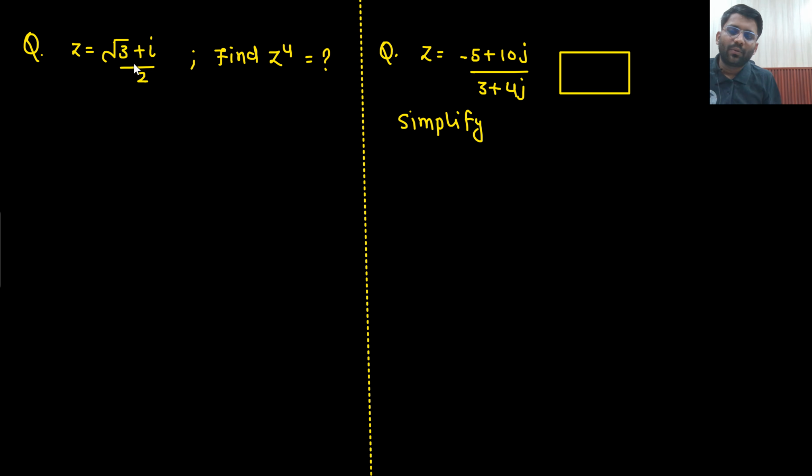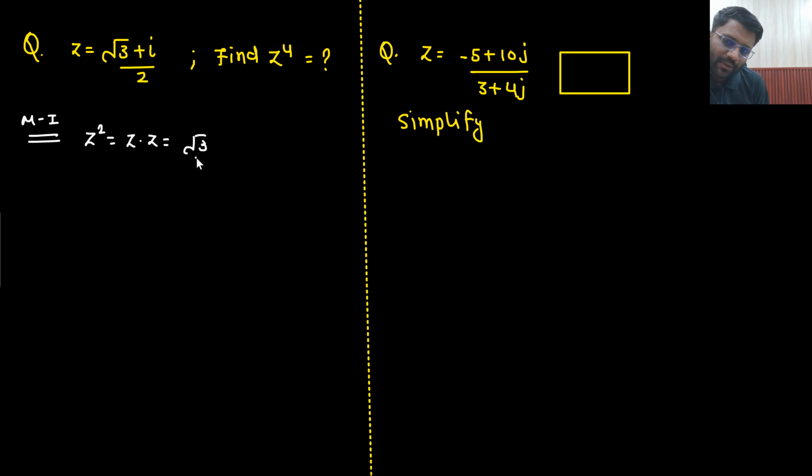So z equals root 3 by 2 plus iota by 2 is given. You need to find out z to the power 4. So there could be different ways of solving this problem. Like what most of the people would do, method 1. Some people would find out z square first. How will they find out z square? They will say, sir, z square would be nothing but z into z.